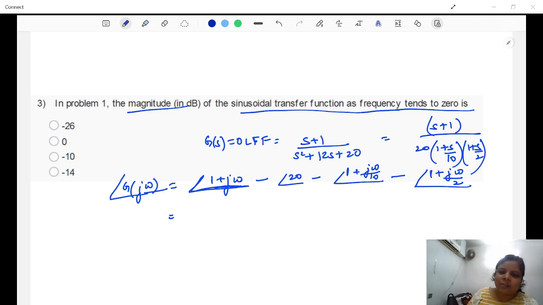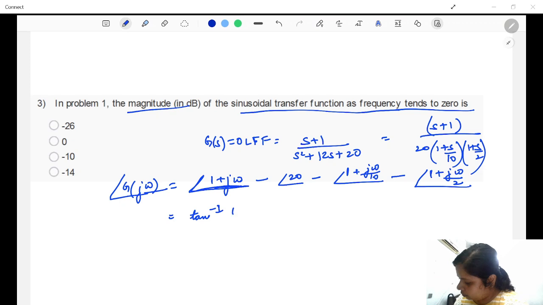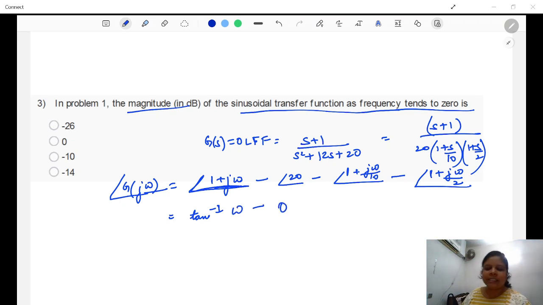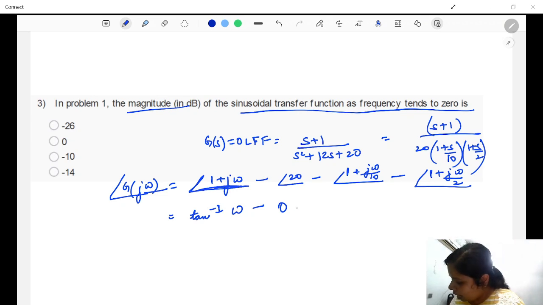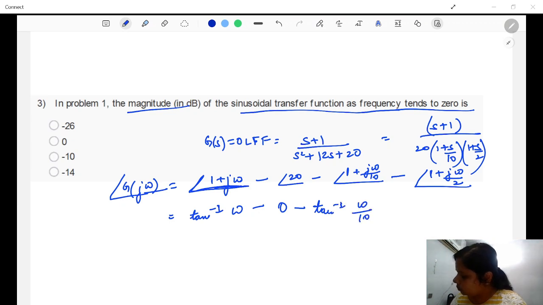Like in the format of tan inverse only, nothing different. So you take the imaginary part as the numerator and the real part as the denominator. So it's tan inverse omega minus... definitely does not contribute to any phase since it is a constant. Then you have tan inverse omega by 10 and then you have tan inverse omega by 2.